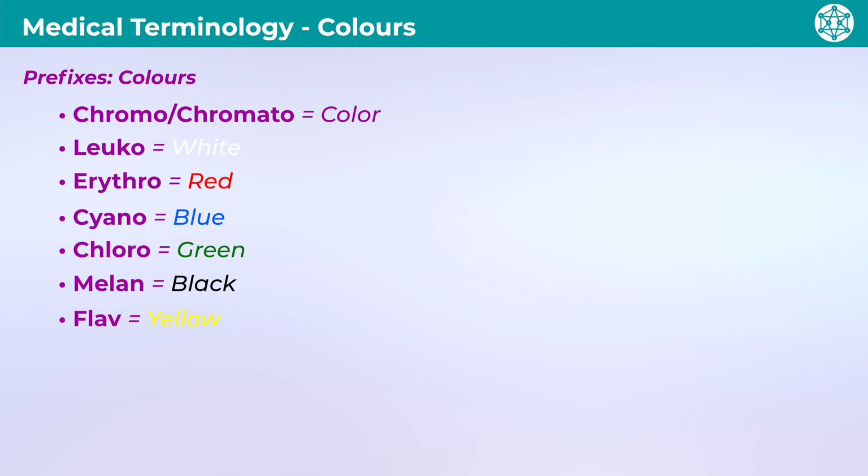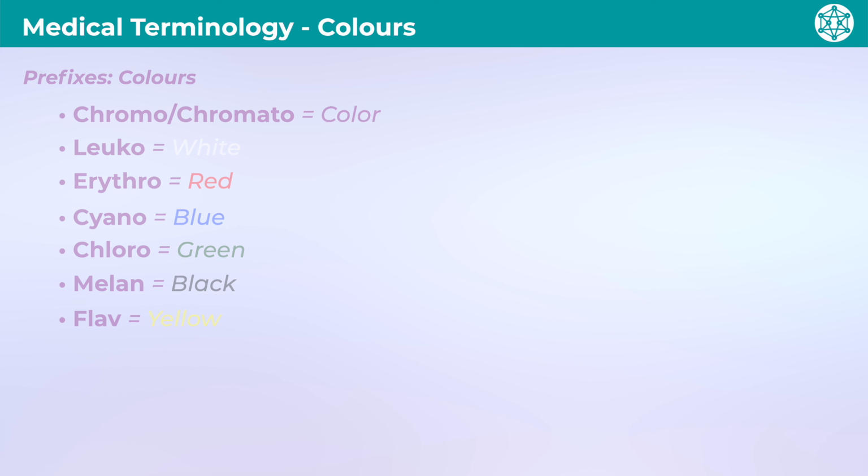Leuco, for white, leukocyte. Red blood cells or erythrocytes. Cyano, cyanide is a word that you think of. You become hypoxic and kind of become blue, cyanosis. Another one is chloro. Think of chlorophyll in plants that makes them look green, so this is just some easy ways to remember those.